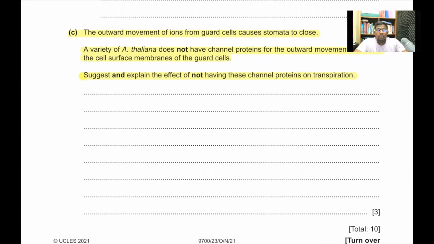Water vapor will continue to diffuse out from the intercellular space because stomata cannot close. So the guard cells do not lose turgidity because there is no outward flow of water from the guard cell by osmosis, because the ions did not move. So the water will remain within the cell. The plant is more likely to wilt.